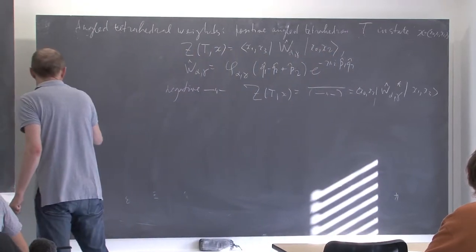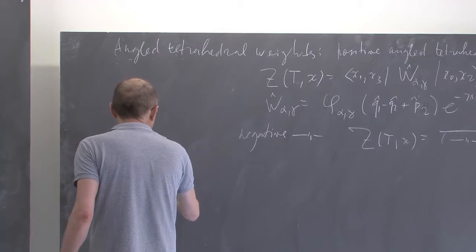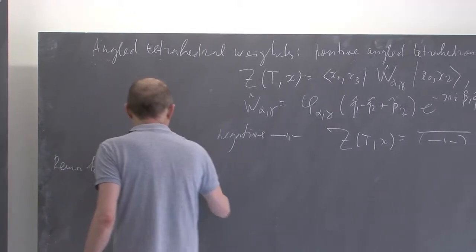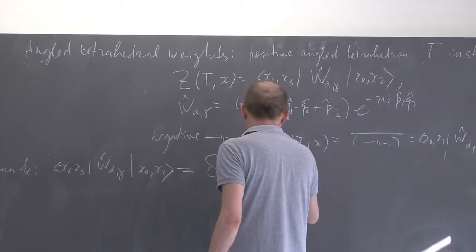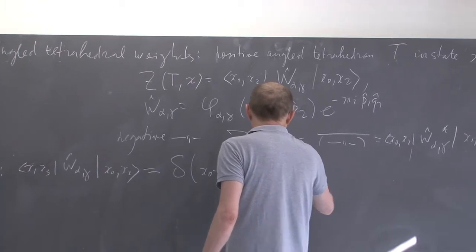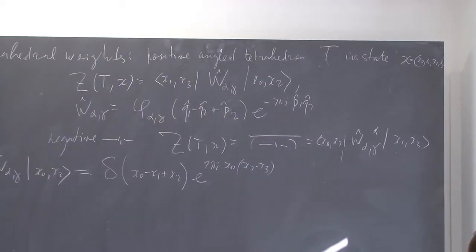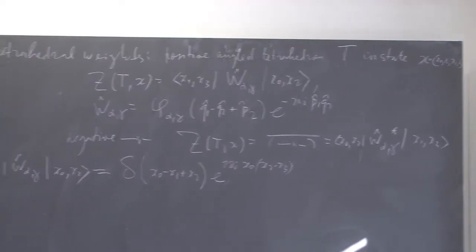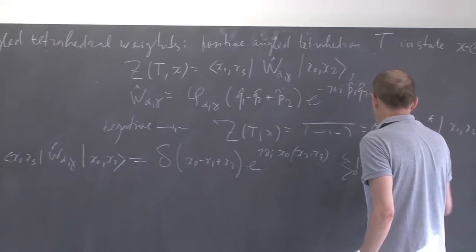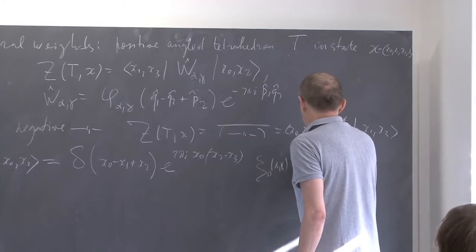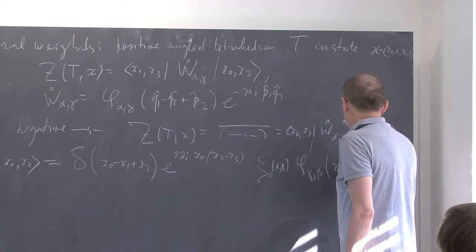And just a remark is that the actual calculation x1, x3, x0, x2 is calculated like a delta of x0 minus x1 plus x2, e 2 pi I x0, x2 minus x3. And then we have a functional part zeta 0 of alpha gamma. There's a phase factor, which we didn't specify explicitly, phi gamma beta of x3 minus x2.